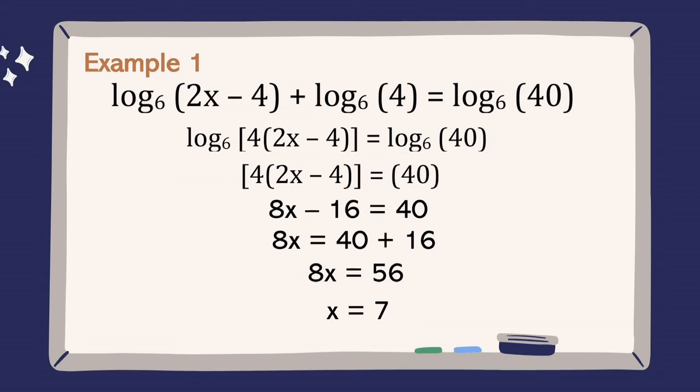Distribute the 4, which will give us 8x minus 16 equals 40. Then transpose. It will become 8x equals 40 plus 16. And add like terms. Now we get 8x equals 56. Divide both sides by 8 and we get x equals 7.